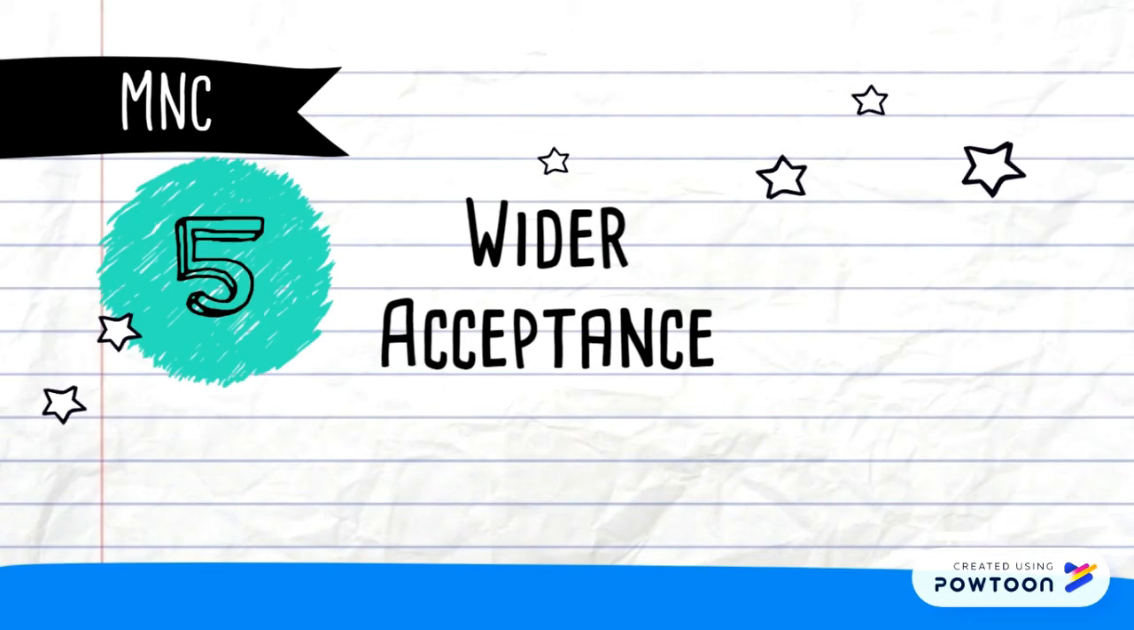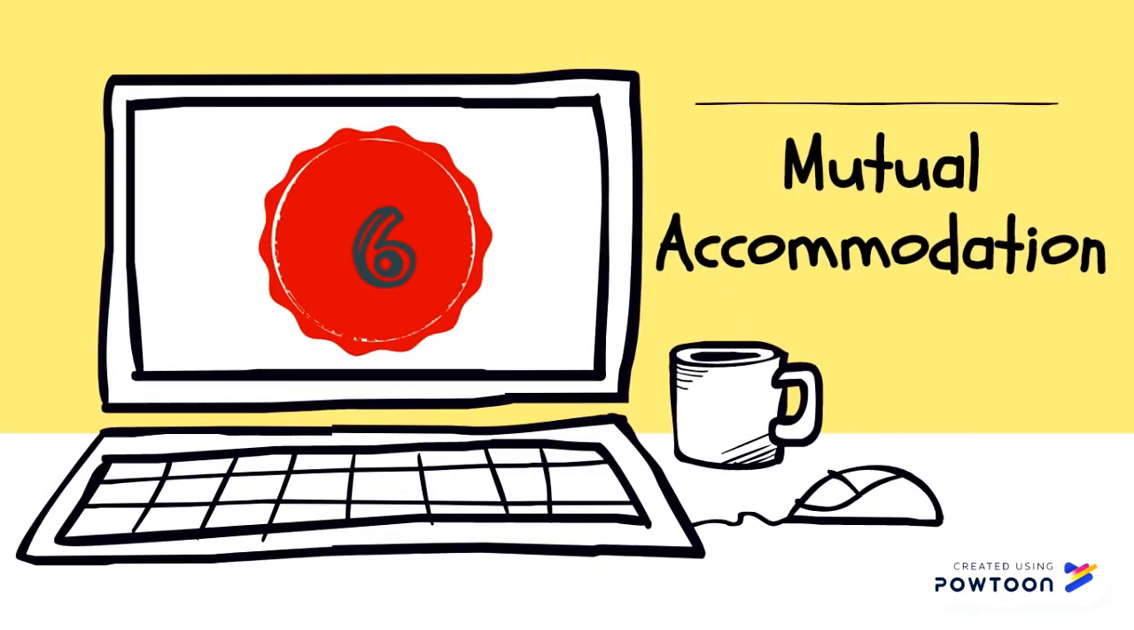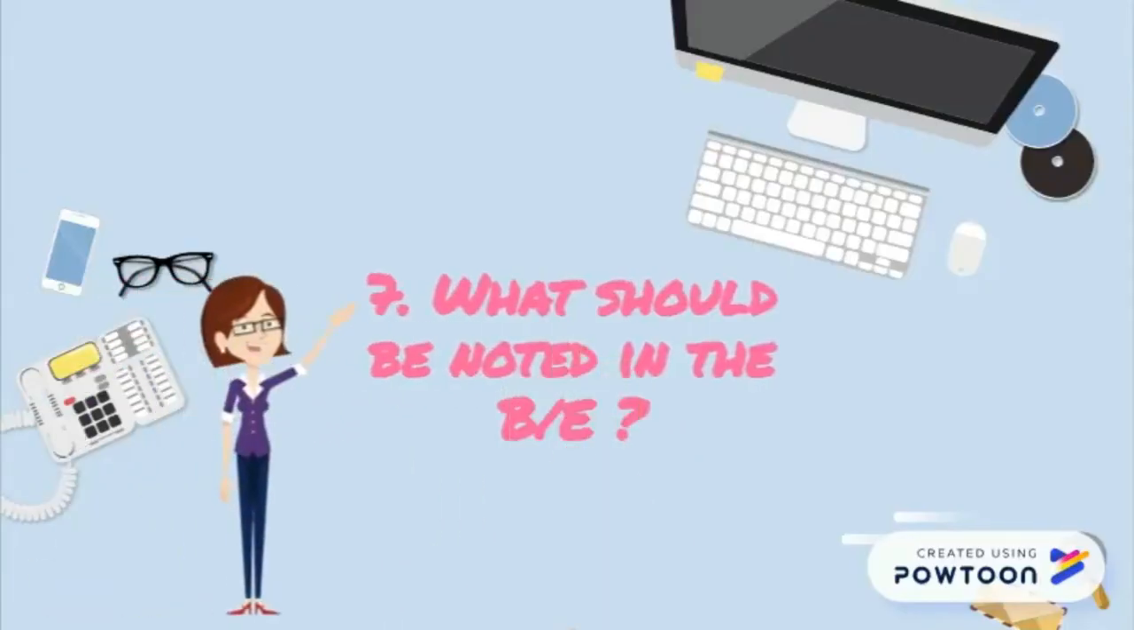And wider acceptance in case of settlement. Wider acceptance is given to the parties through which payments can be settled and made easily. Finally, mutual accommodation. Sometimes a bill can be used for mutually accommodating the parties so that financial help can be given to each. 7. What should be noted in the bill of exchange?